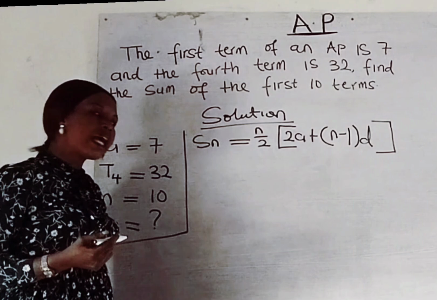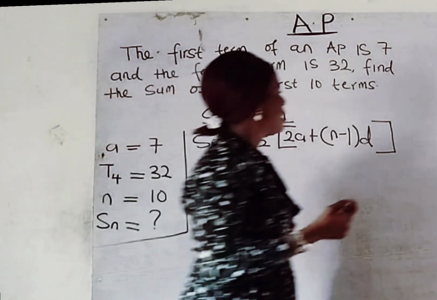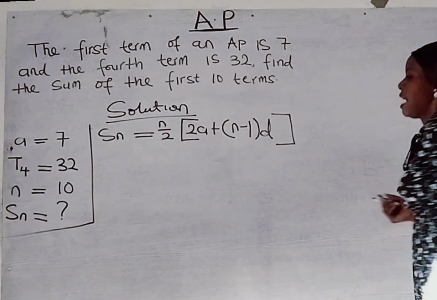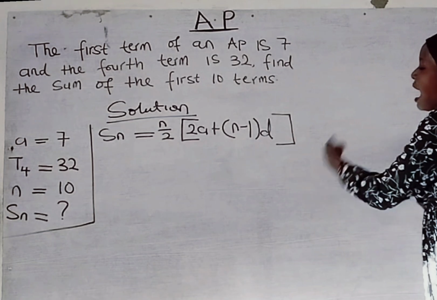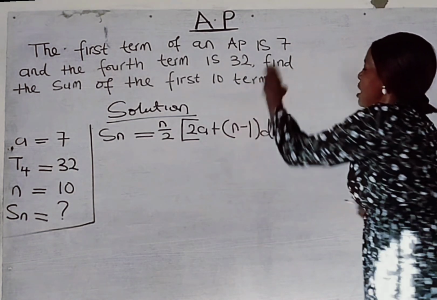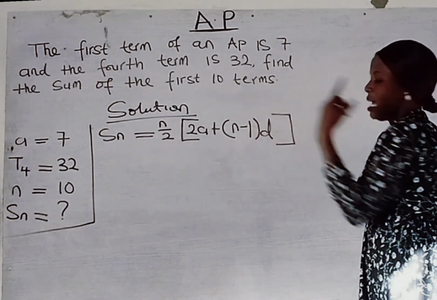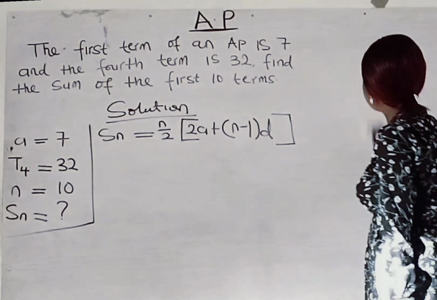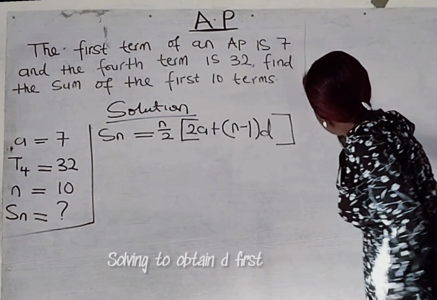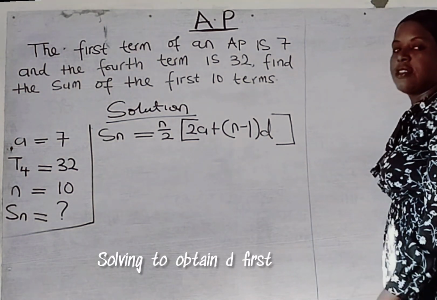So what do I do now? I'll come this side. Let me come this side. I'll use the common formula of AP to get my D first. And the formula I want to use is this. Let me draw a line first. I want to use this formula now.